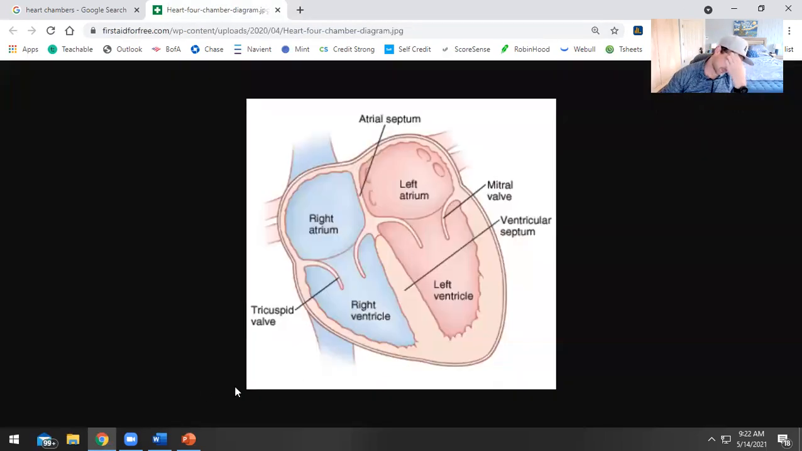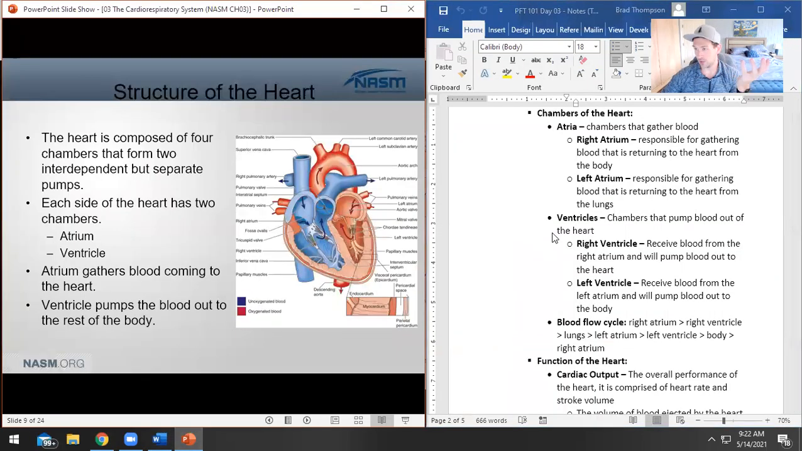So if your blood cell has dropped off all of its oxygen to some body part, it needs to get back to the heart before it can pick up any more oxygen because it needs to get to the lungs. Well, what if it's already at the lungs? What if that blood cell needs to get back to the heart so it can get delivered to wherever it's going? That's where your left atrium comes in. Your left atrium is responsible for gathering blood returning to the heart from the lungs, okay?